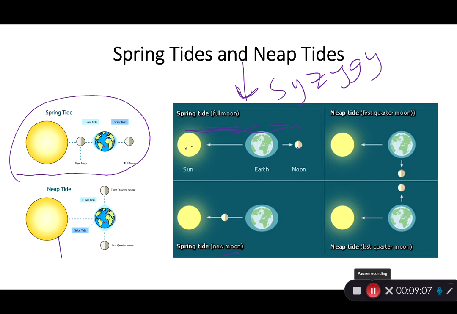Down here, when they're at 90 degrees to each other, we call that quadrature. And quadrature, of course, would happen on first quarter and last quarter, where the moon actually looks like it's a half-lit moon. And during that time, the solar and lunar bulges are in destructive interference. So you get your lowest tidal range. So your highs are not as high and your lows are not as low.